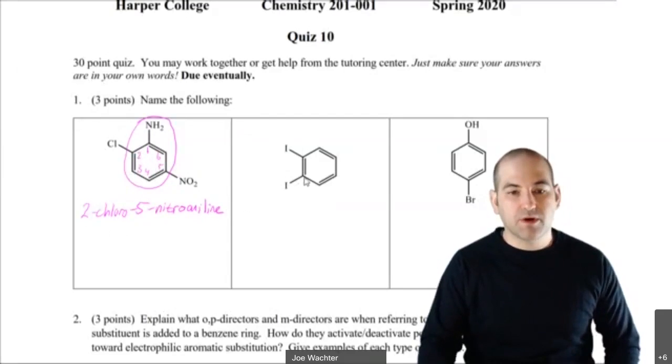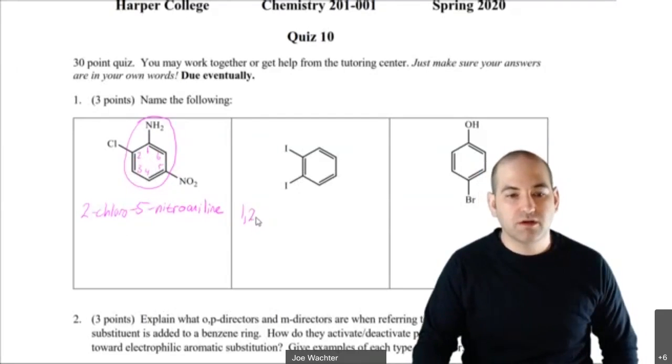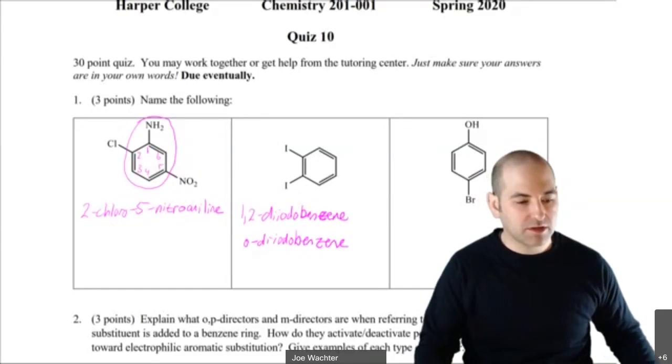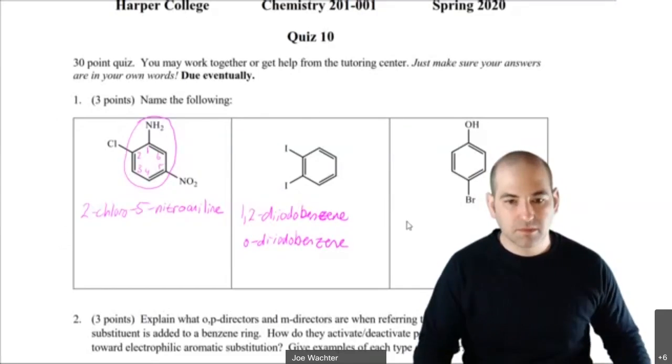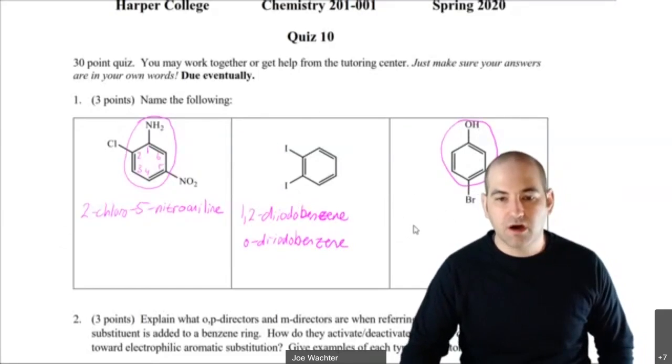The next one just has two iodines, so that one can either be 1,2-diiodobenzene, or we can call that ortho-diiodobenzene. And then the last one, that's phenol. So this is para-bromophenol or 4-bromophenol.